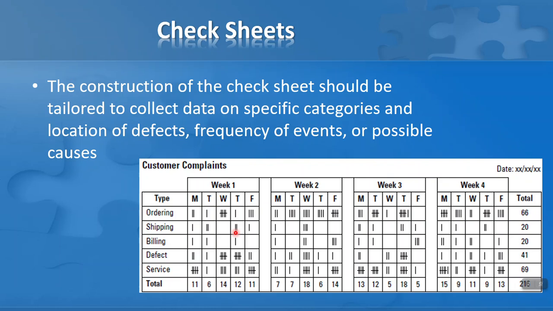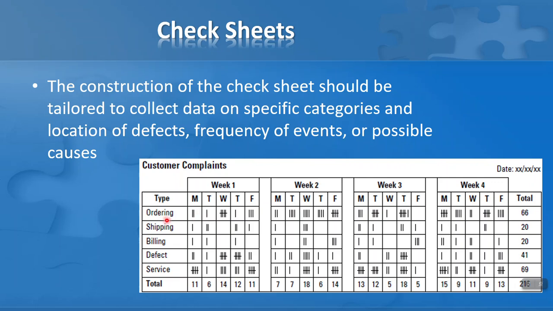So the construction of a check sheet should be tailored to collect data on specific categories and the location of defects if possible, frequency or possible causes of these events. So here's a fairly elaborate check sheet about customer complaints. And we're gathering information about 5 different categories here: ordering, shipping, billing, defect and service, over the 5 days of the week for a 4-week period. And then, you can imagine this as an empty table, and then as time goes along, we record how many times a customer complaint occurs.